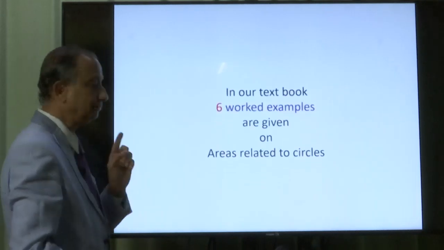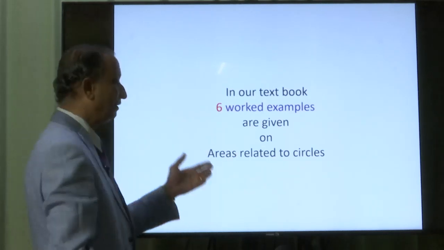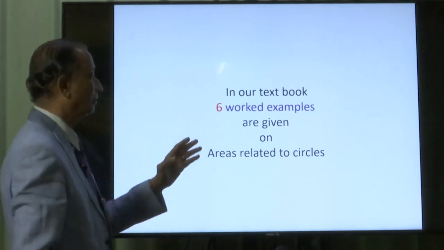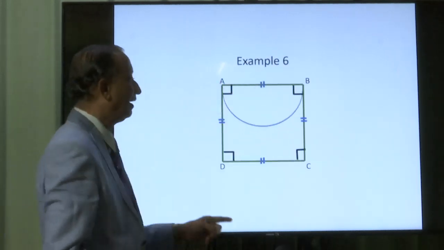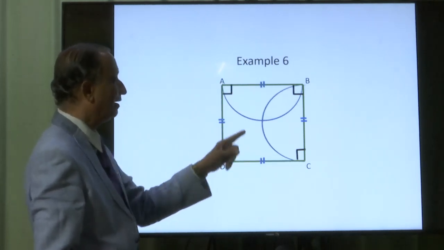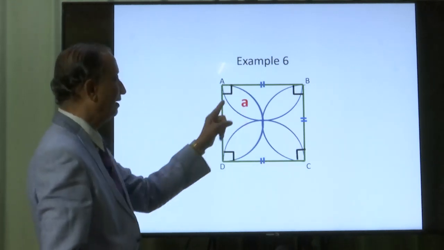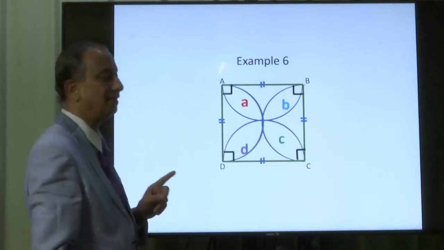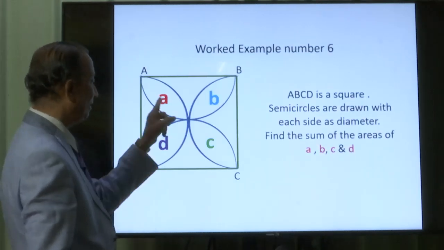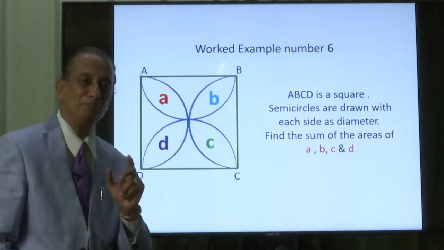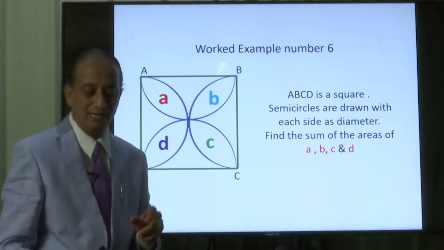Now in our textbook there are 6 worked examples given on areas related to circles. Wonderful problems are there. So let me take the last example, the 6th example, and it is this. Here is a square ABCD, and here are the 4 semicircles that have been drawn by making each side as the diameter. Let us call these areas A, B, C, D. In our textbook, each side is 10 units and we are interested in finding the sum of the areas of these 4 regions, that is, A plus B plus C plus D is equal to?